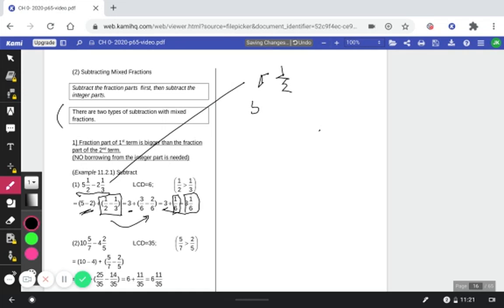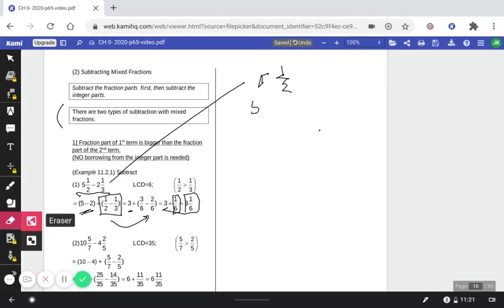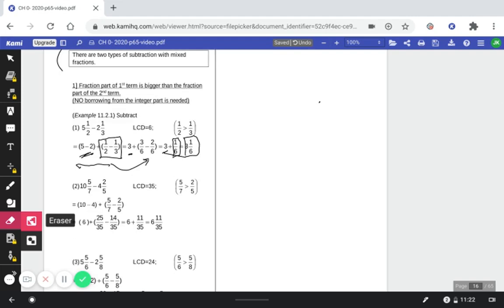So subtraction is the same as addition, in case you don't need to borrow. But when you borrow, it's a different story. Okay. If you need to borrow, then I will show you a little bit later. But again, let's continue to do the subtraction.